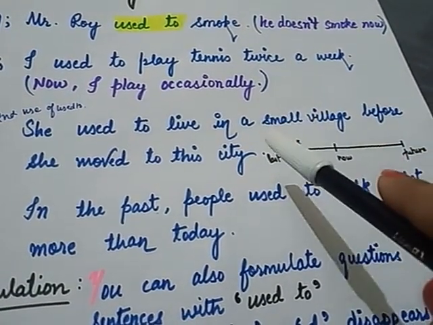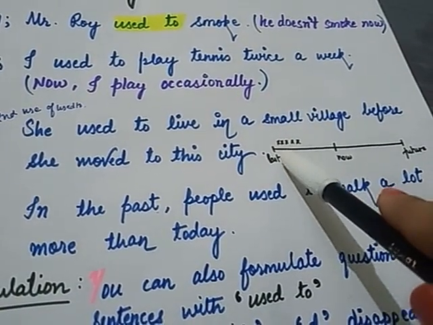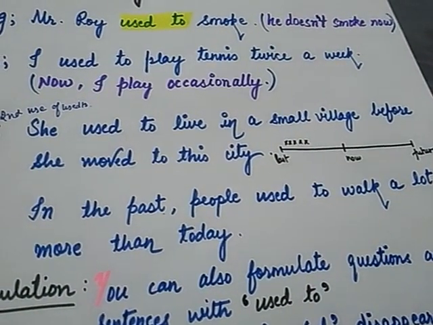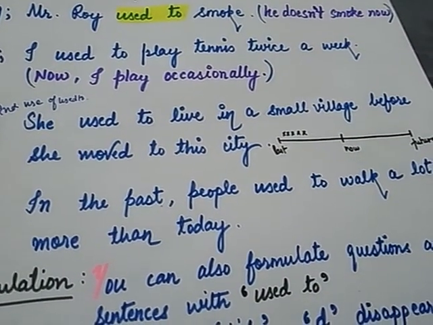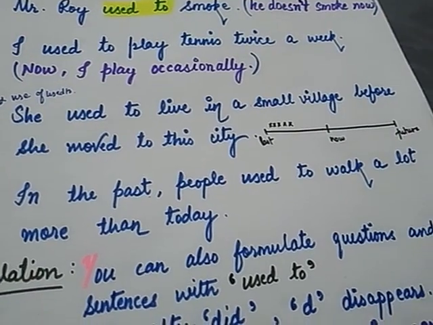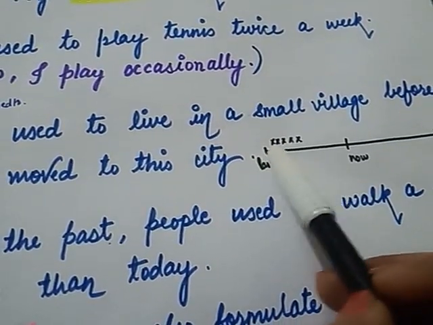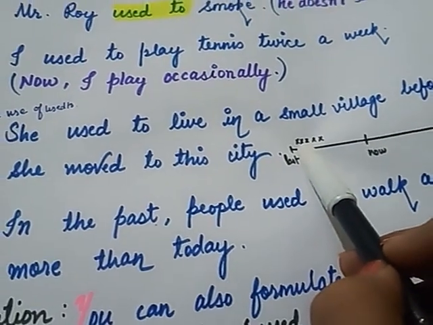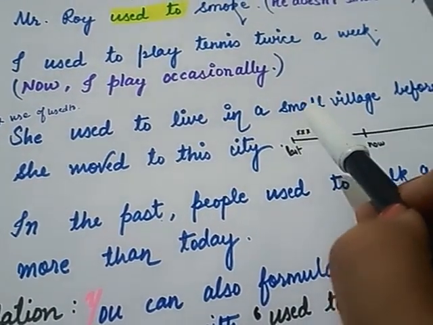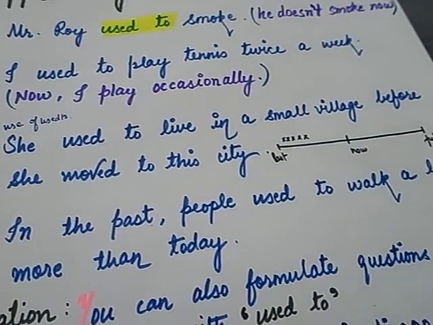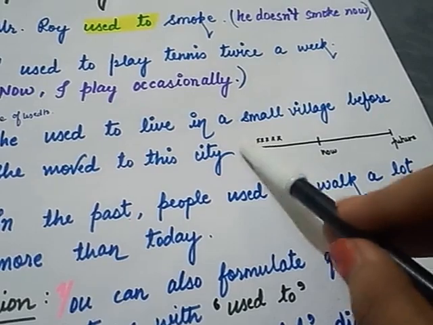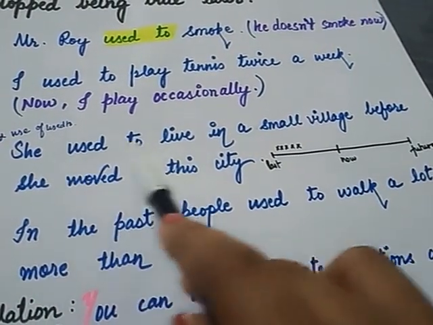But before, at some point of time, she was living here. But now she shifted to this city. It means she stopped living in village and started living in this city. So this shows you the past action. Means, as I discussed, the second use of used to, that was the situation that are no longer true. She is living here, but at some point of time she was here. So we'll describe using this word used to.